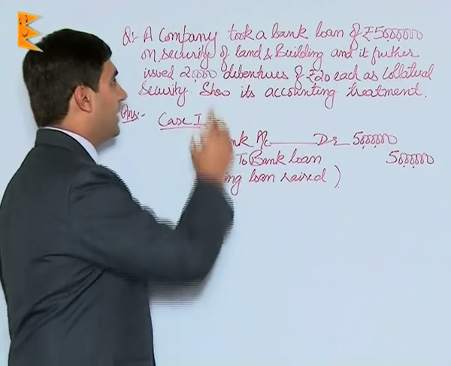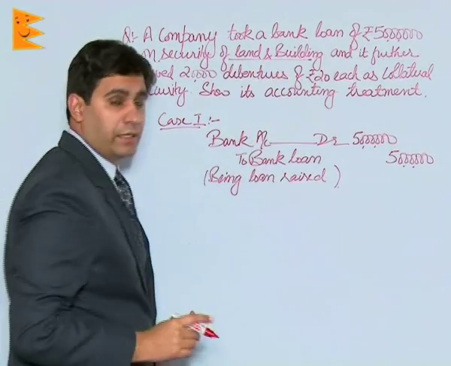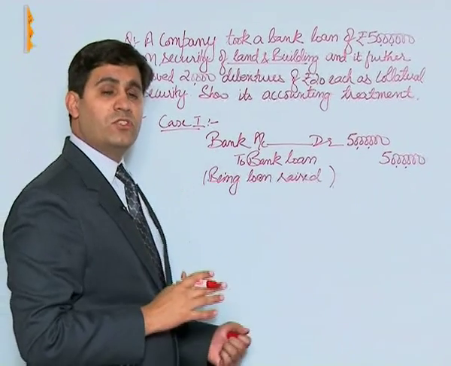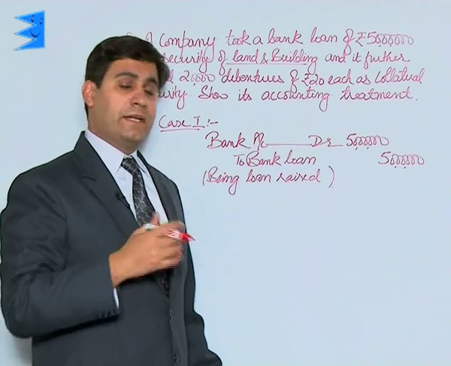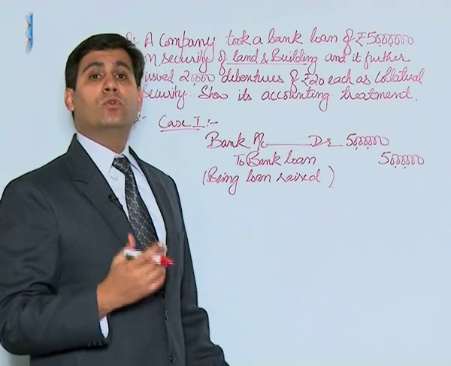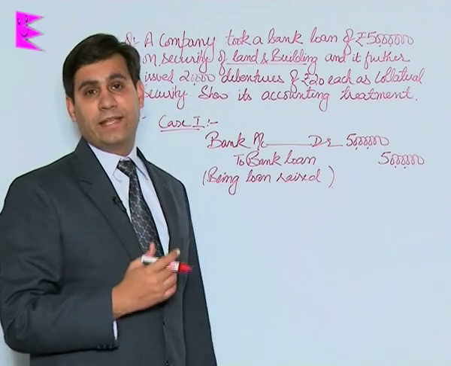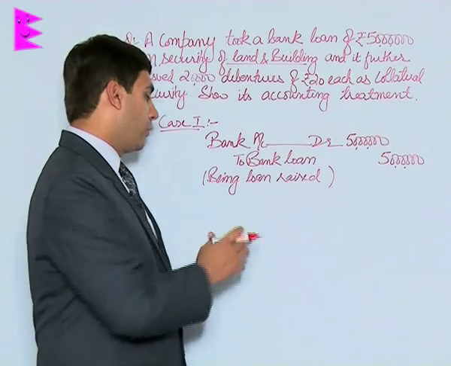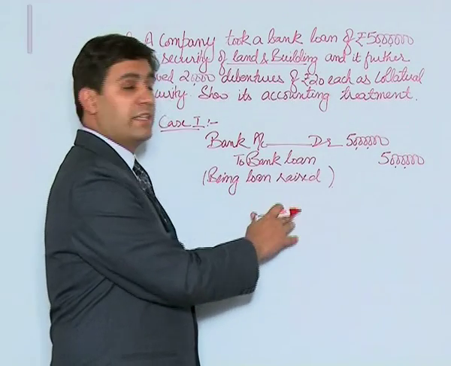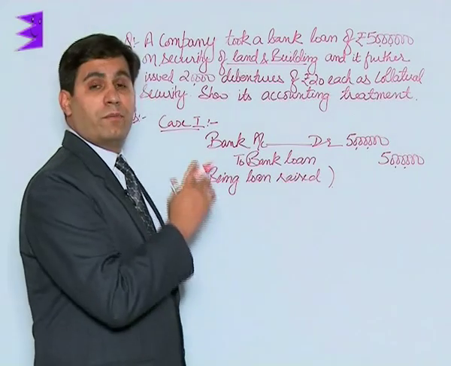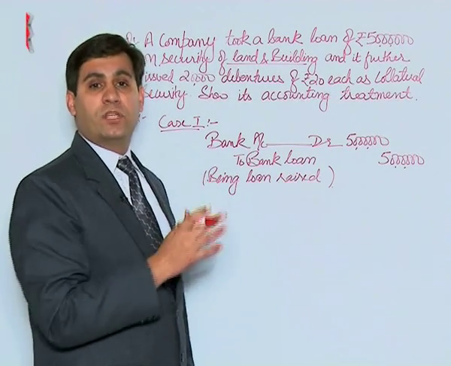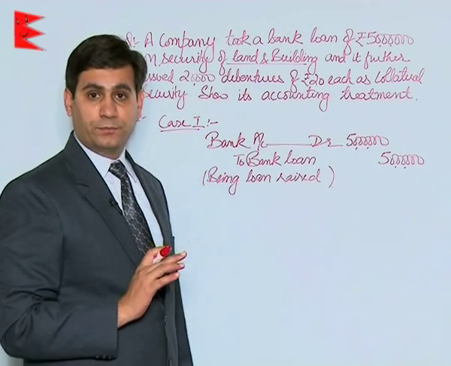Remember students, in this case it is given security of land and building. There can be no mention about security of land and building because it is a primary security. Right? It is a usual practice to mortgage your assets while taking loan. So at the most what you can write in narration is being loan raised on security of land and building. But besides that, there can be no mention about this primary security.